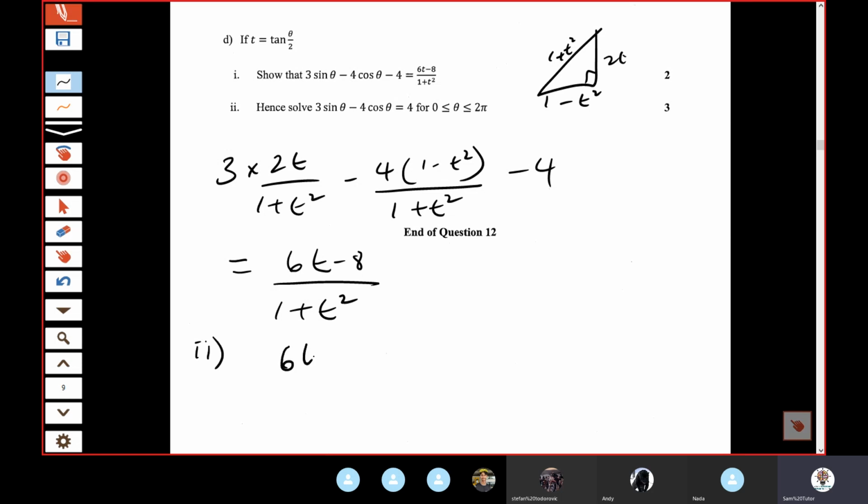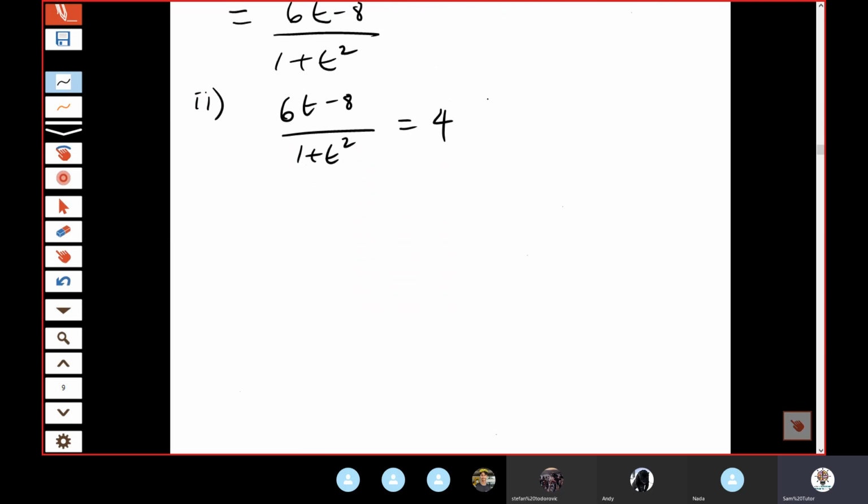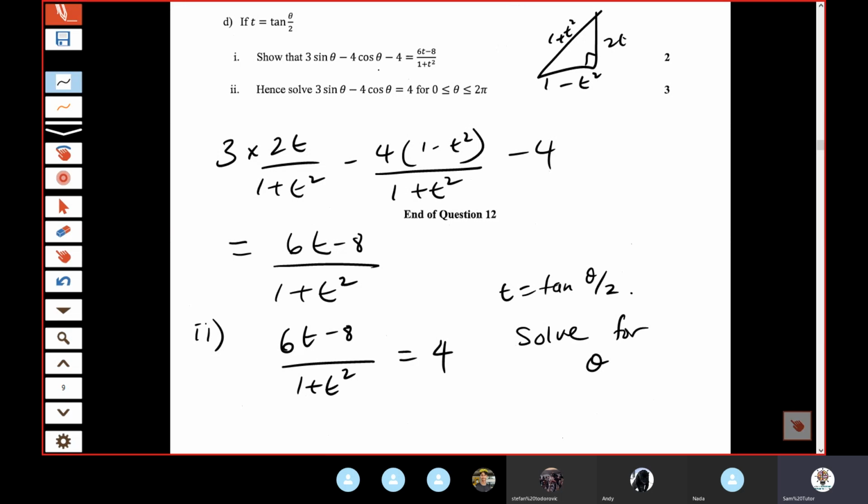Again, don't forget you could have done double A even if you couldn't do part I. Equals 4. Multiply and solve for theta. I didn't even read. I just read 3 sine minus 4 equals 4. That's it. You're right. That equals 2.